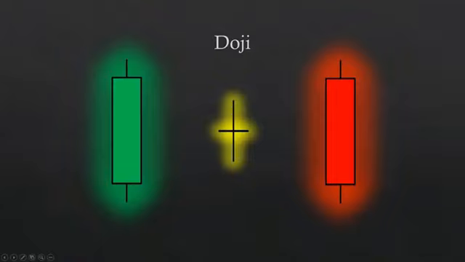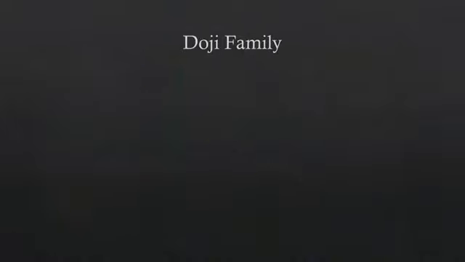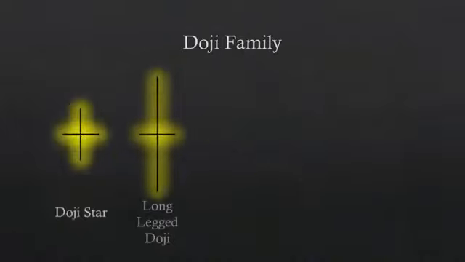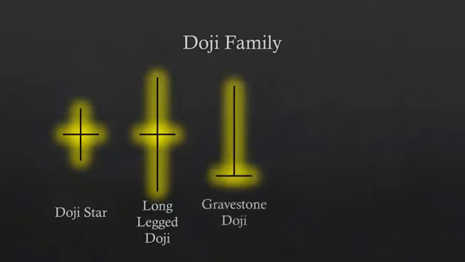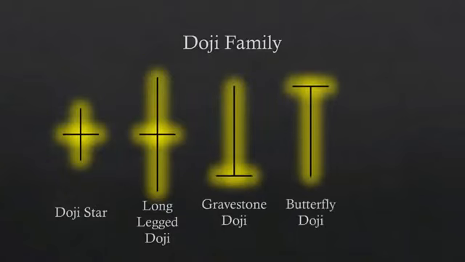Even though the main characteristic of dojis is simple, there are 5 different variations of dojis. And these dojis are the doji star, the long-legged doji, the gravestone doji, the butterfly doji, and the 4 price doji. Even though dojis are neutral patterns, these different variations imply different things about buyers and sellers.